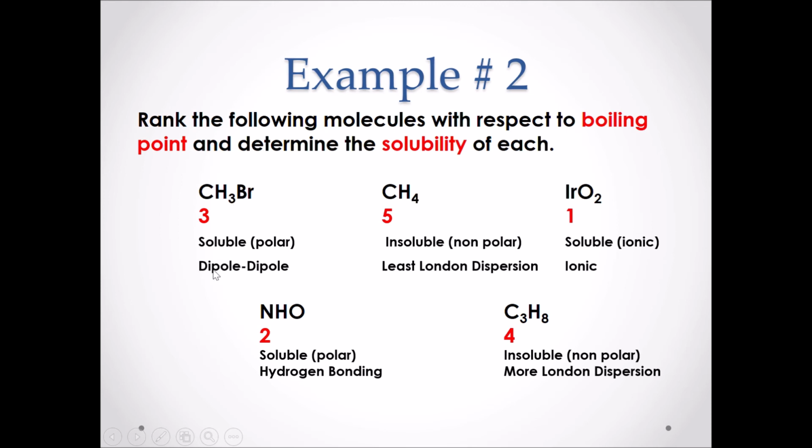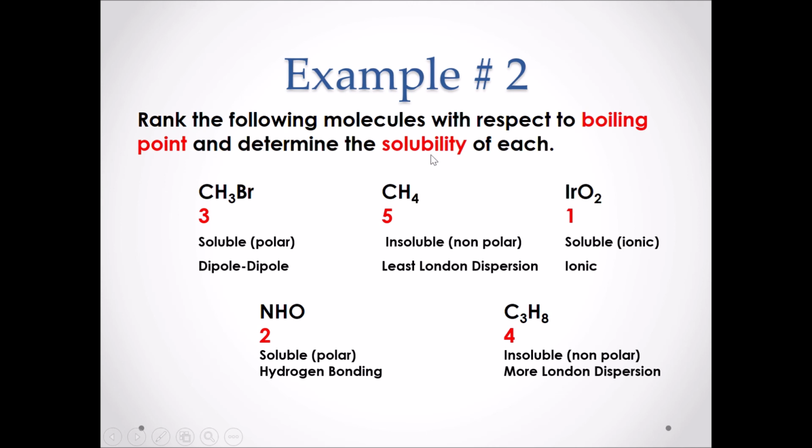CH3Br is polar. It has dipole-dipole forces, so it will have the next highest boiling point. And finally, that brings us to our last two substances, which are both non-polar. When we are considering the boiling point of non-polar substances, the substance that has the larger structure, has the more electrons, will have the more London dispersion forces. Therefore, the next highest boiling point will be C3H8. And finally, our lowest boiling point will be CH4.